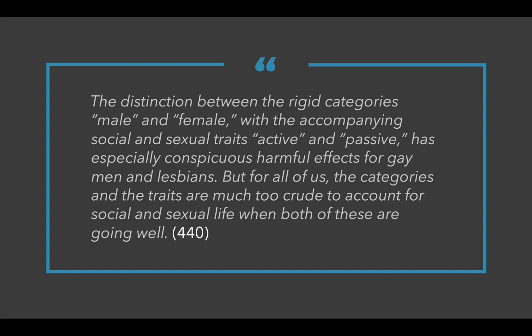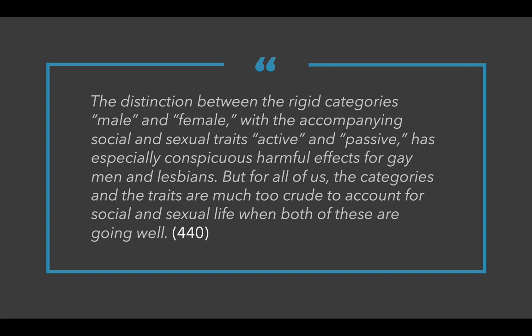So here's a quote from Sunstein near the end. He says, "The distinction between the rigid categories male and female, with the accompanying social and sexual traits active and passive, has especially conspicuous harmful effects for gay men and lesbians." Obviously, right, if they're violating the norms, then they're going to be criticized and discriminated against and things like that. But Sunstein says, "For all of us, the categories and traits are much too crude to account for social and sexual life when both of these are going well."